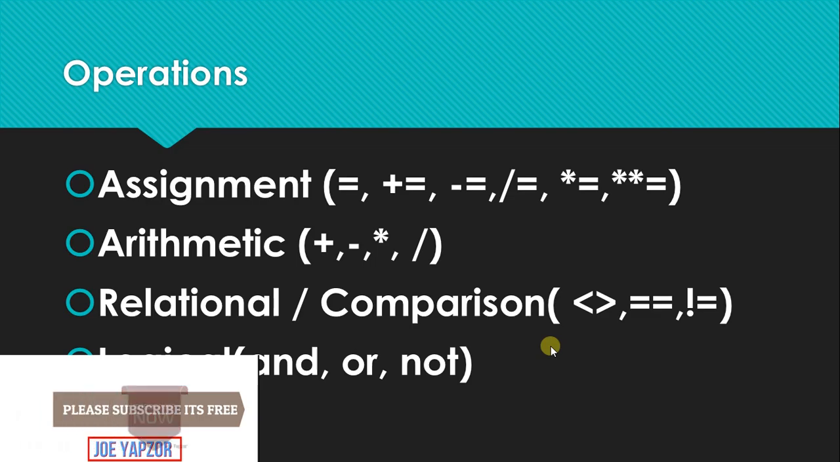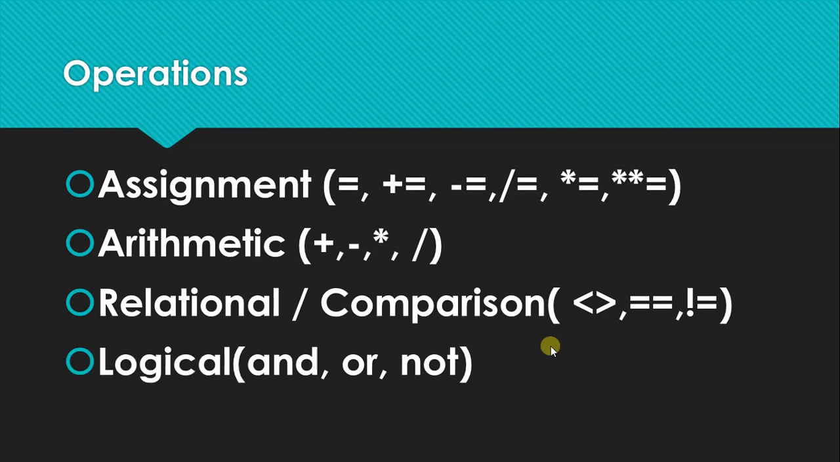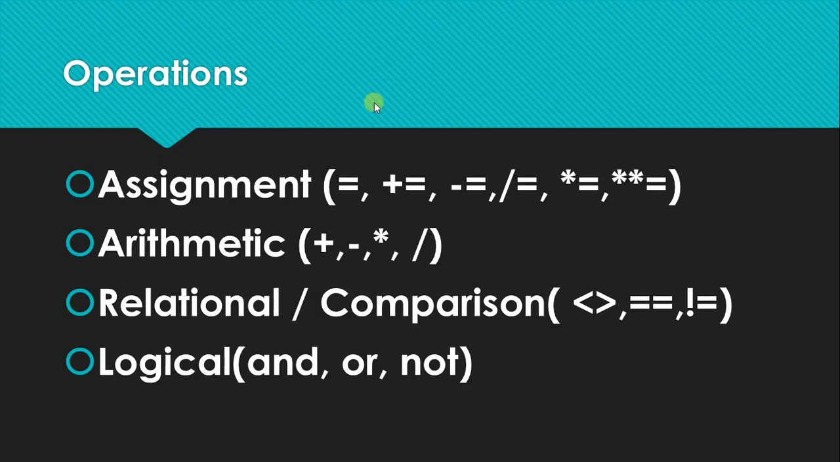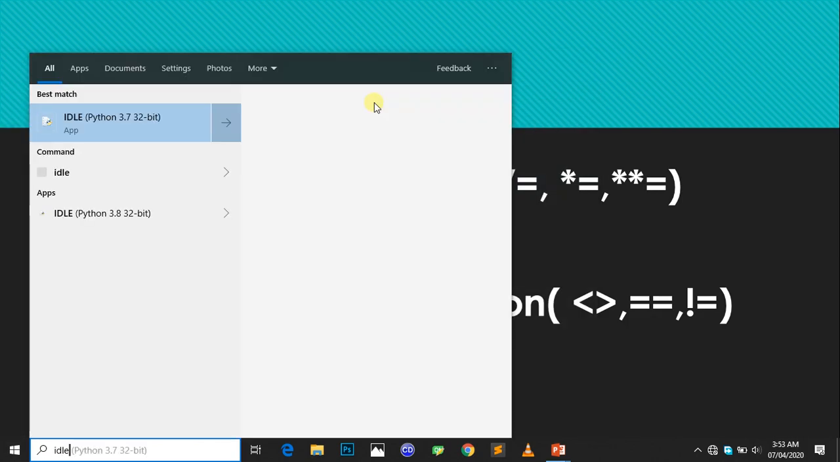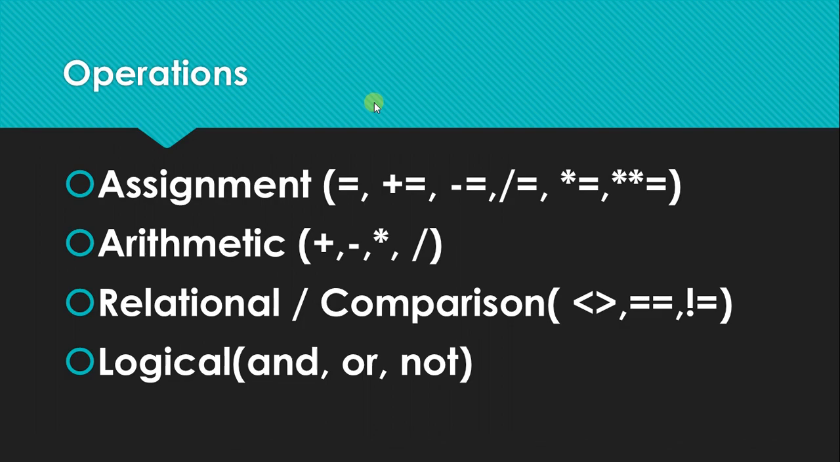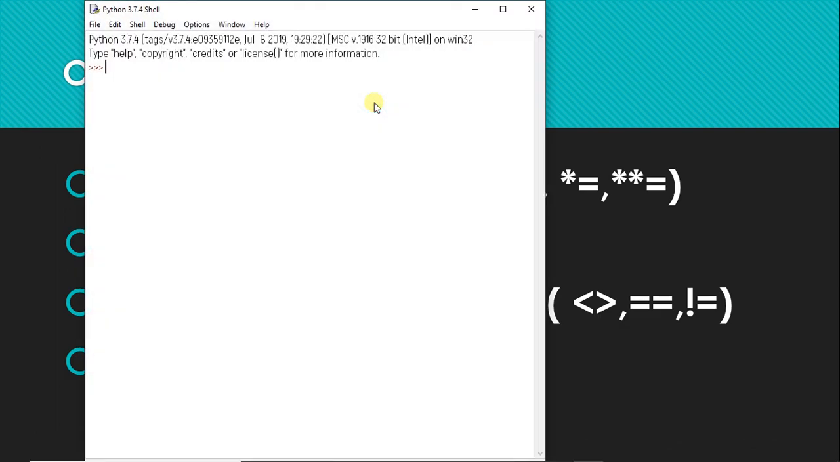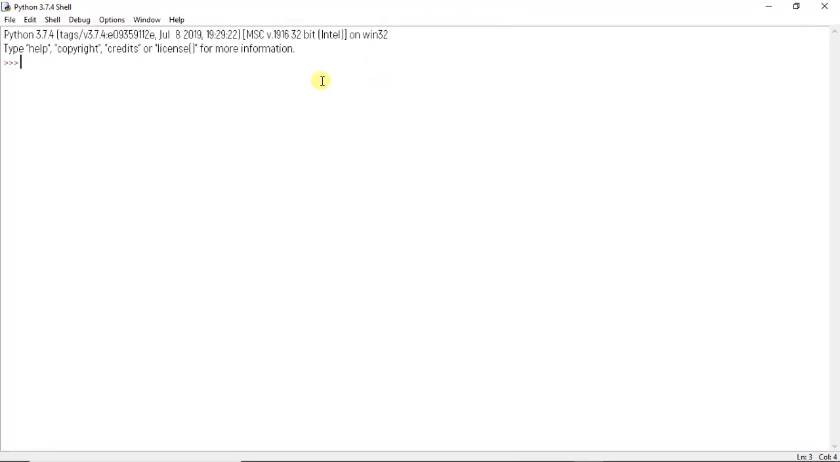And we have the operations that we use in Python for these numbers. We have the assignment operators, the arithmetic operators, the relational and comparison operators, and the logical operators. So let's enter into our Python shell and start coding. So you type IDLE. If you don't have IDLE, I have a video on the first lesson, which I'll be leaving in the description down below.